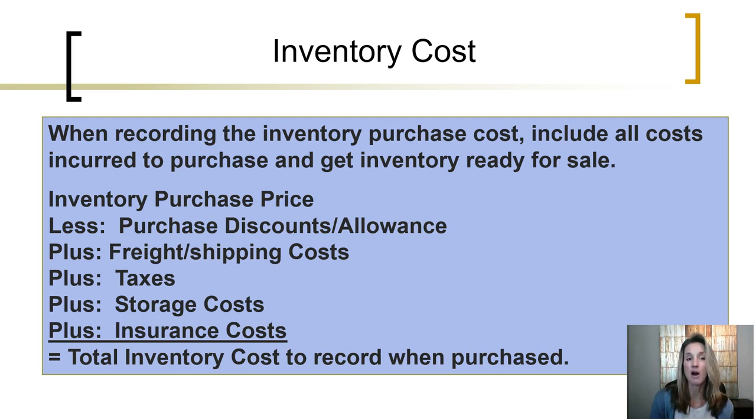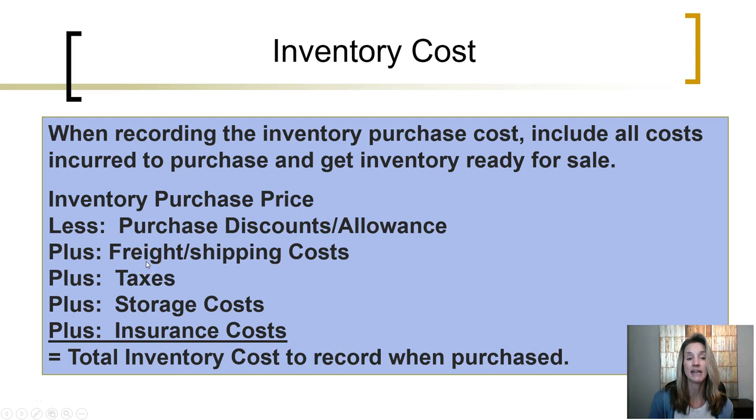When we purchase inventory, we are going to record the inventory purchase cost. That includes all costs incurred to purchase and get that inventory ready for sale. So we will start with the original purchase price of the inventory. We will subtract out any purchase discounts or allowances that we take on that purchase, because we're not really truly paying the inventory purchase price due to taking a discount or receiving an allowance. So the amount needs to be subtracted from the original purchase price.